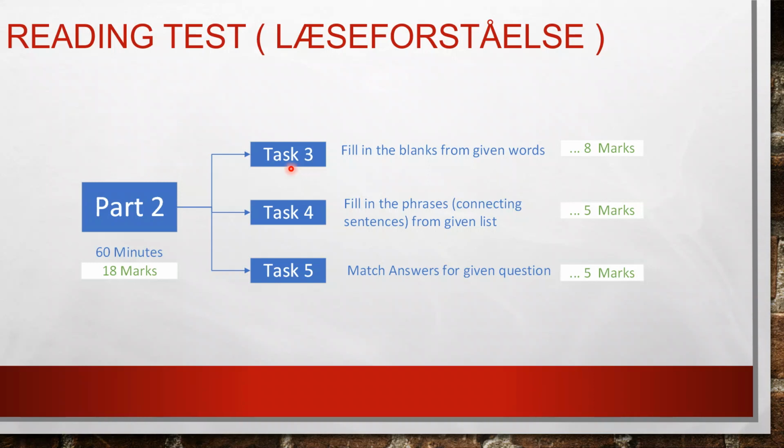So task 3 is about filling in the blanks from the given words, then task 4 is about filling in phrases from the given list, and task 5 is about matching answers to given questions, right? I think task 3 is the simplest, where you should target to get all the marks here, or the maximum marks possible.